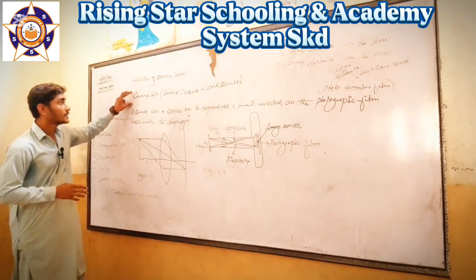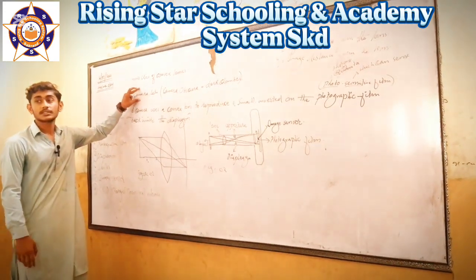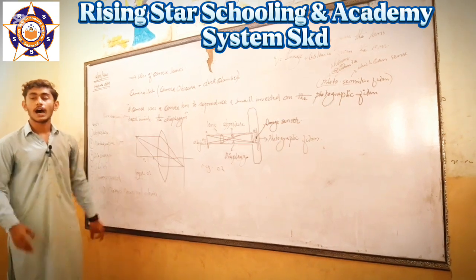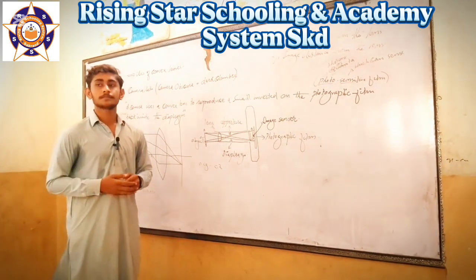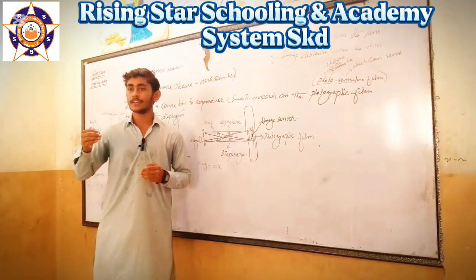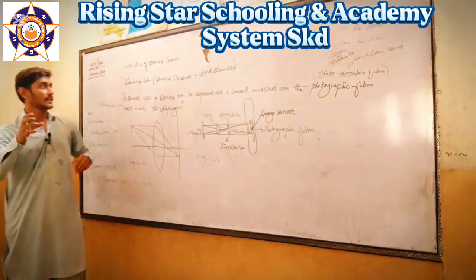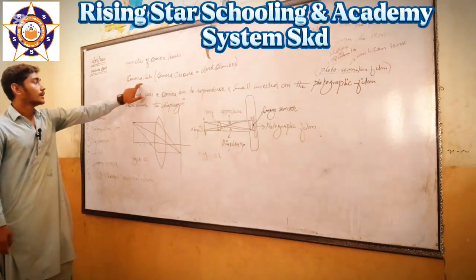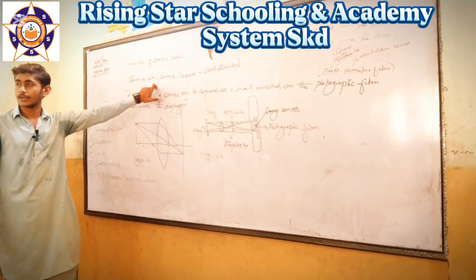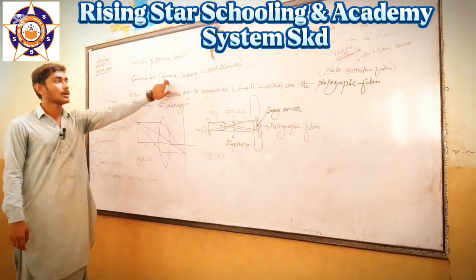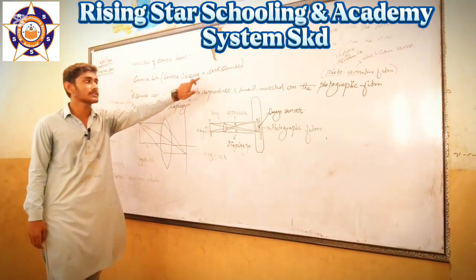Firstly, I will discuss the camera, that is, how a camera uses a convex lens for the reproduction of an image. The word camera is derived from the Latin word camera obscura. Camera obscura means dark chamber.